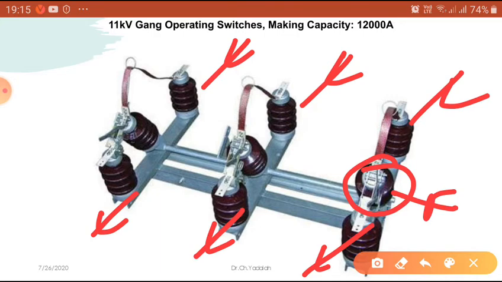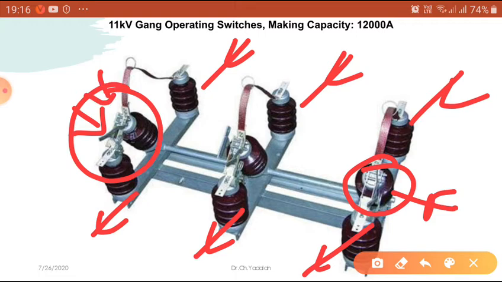Now the air brake switches, what are the advantages? The air brake switches have several advantages over oil as an arc quenching media. Here we are using atmospheric air. What are the advantages? Generally, the elimination of risk and maintenance associated with the use of oil. Here we are not using any type of oil. You can see the atmosphere, the air is surrounding, we are not using oil, so there is no problem with oil particles.